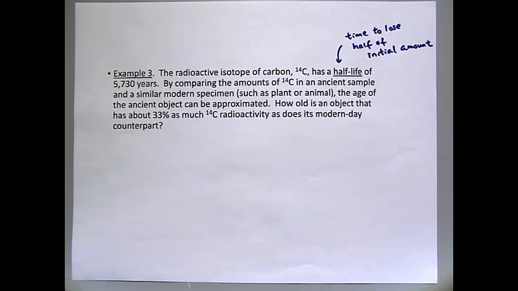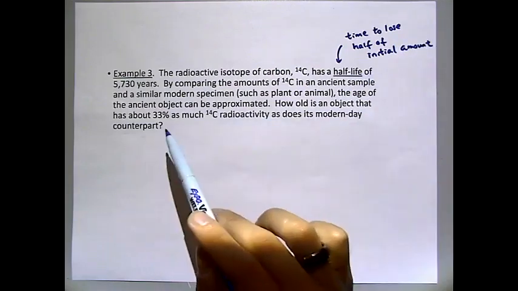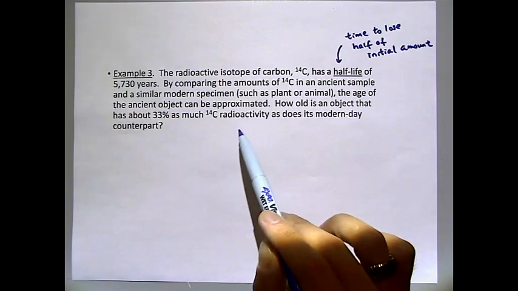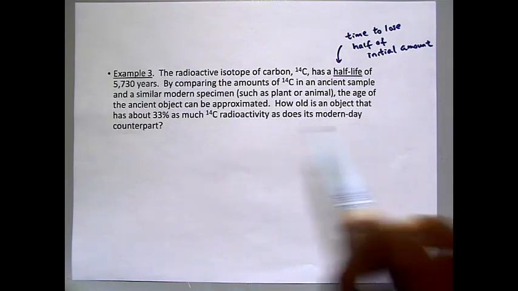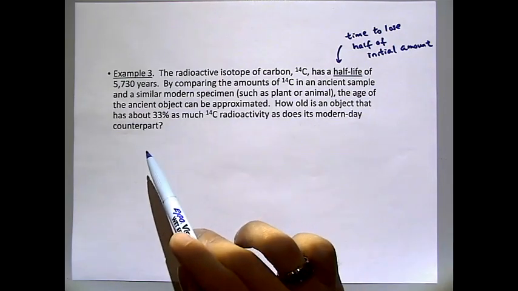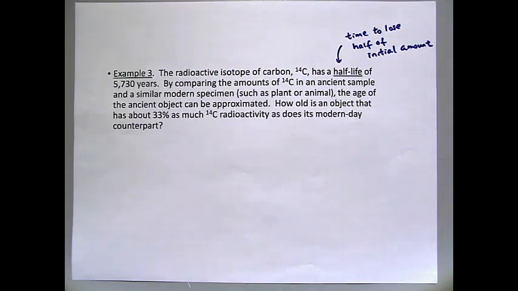Bones are pretty easy. You find an ancient human bone, you know the modern human is going to have this amount of carbon-14. How much is in that bone? That's roughly the age. We can back it out. All right, so anyway, how old is an object that has about 33% as much carbon-14 radioactivity as its modern-day counterpart? Okay, let's figure that out.